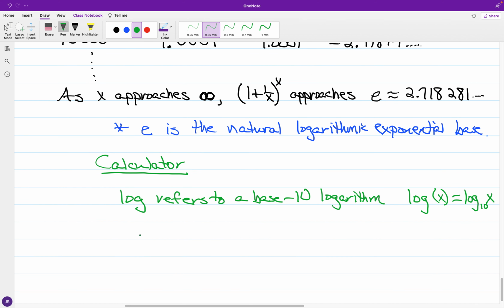Now alongside log, and this might come as a second function, you have ln. And ln is going to refer to a base e logarithm, where e is that 2.718 number.